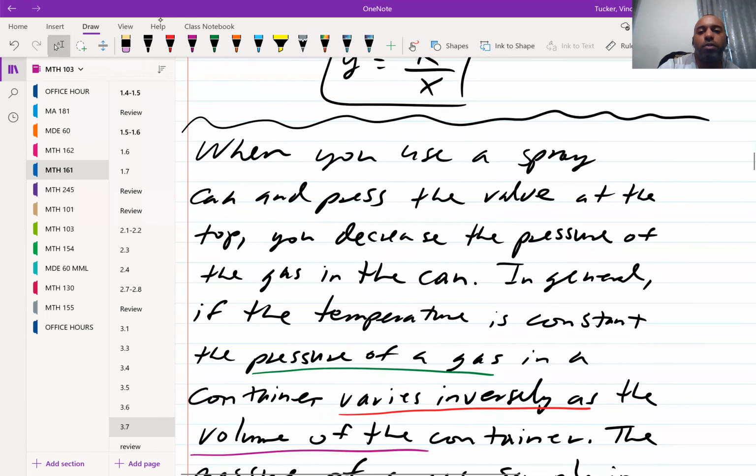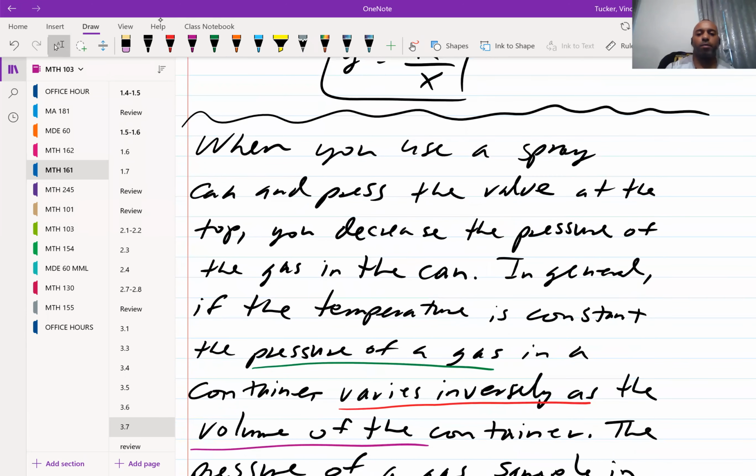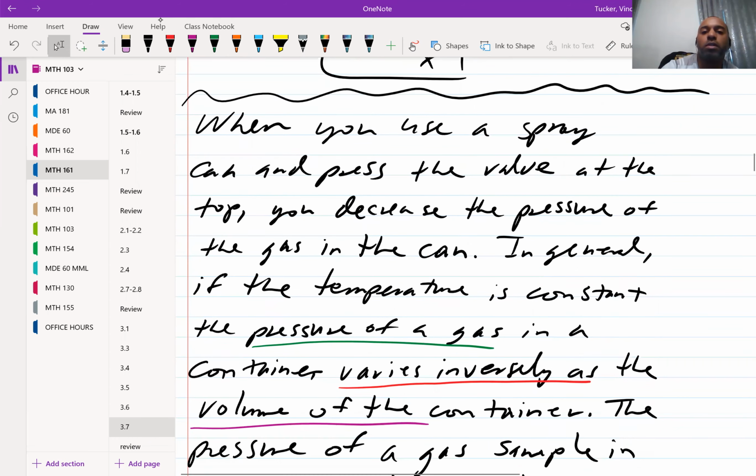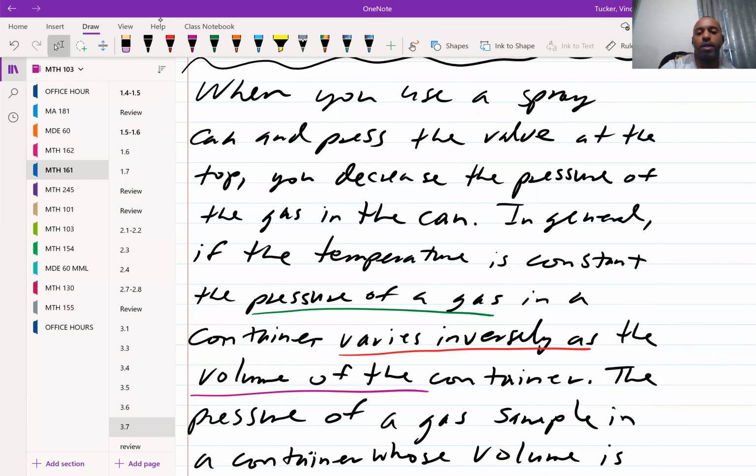All right, so when you use a spray can and press the valve at the top, you decrease the pressure of the gas in the can. In general, if the temperature is constant, the pressure of a gas in a container varies inversely as the volume of the container. So I'll give you a chance to write that part before you scroll up some more.